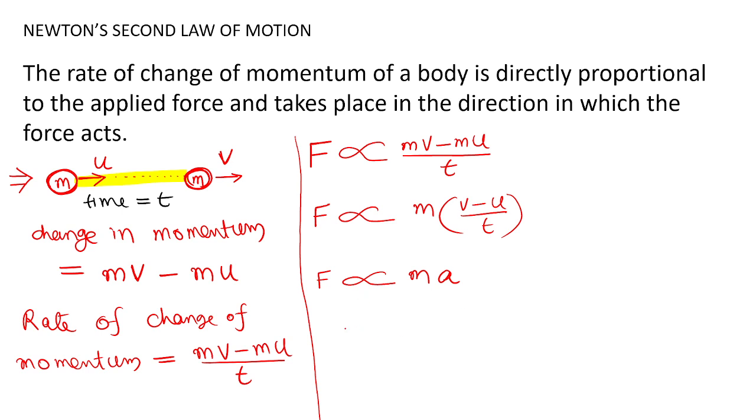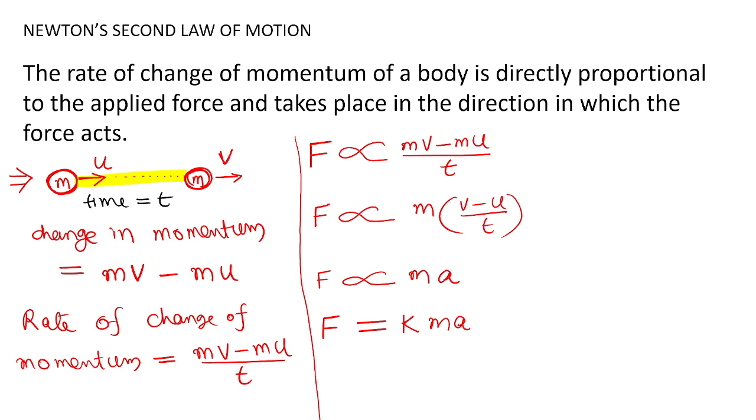So F is directly proportional to ma. In general, what is to be done? If the proportionality symbol is removed, I can put the equal sign, but in the right side I have to put some constant k. If you want to remove the proportionality symbol, then you have to put some constant in the right hand side. Is that clear, Diya, Trisha?